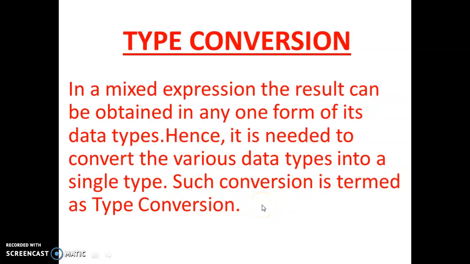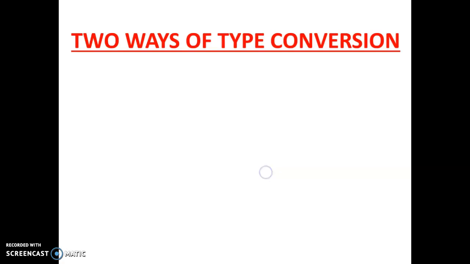So if there is a mismatch, that means there are different types of data in our expression, then we need to convert to one fixed type of data when we get the result, because in the expression there are two or three types of variables, but when we get the result we get one single variable. So we have to convert to a specific data type. So how to do this? Let's come to the solution.